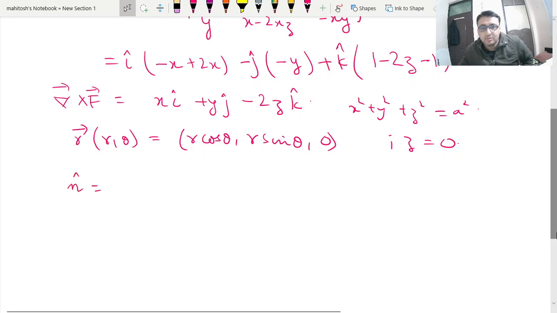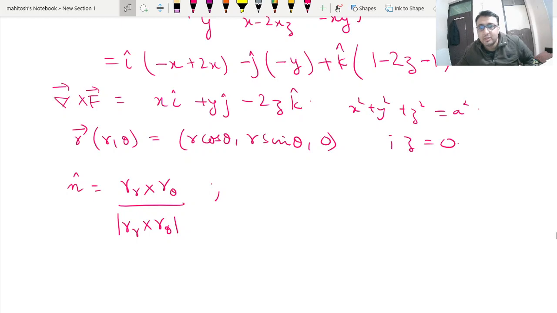So we are interested in n cap, so we can write the cross product of r r cross r theta, divided by its modulus, and we want our dS, which is the projection on this, dotted with k cap. This is what we are following, the standard formulas, and you can do any of the questions. So let's first of all find r r.